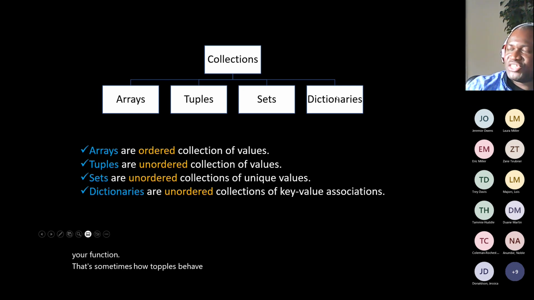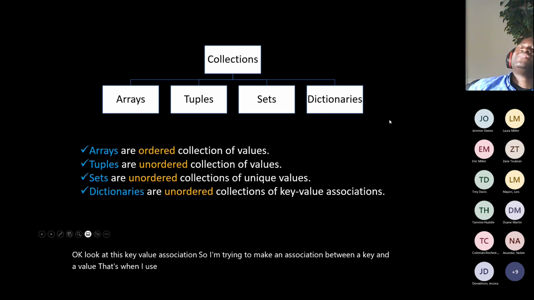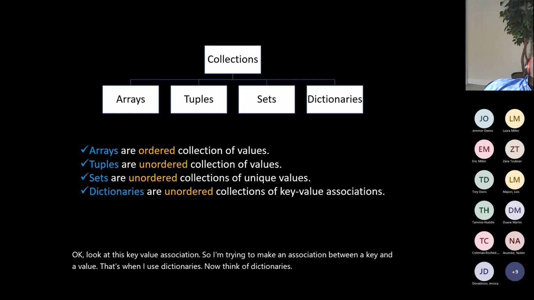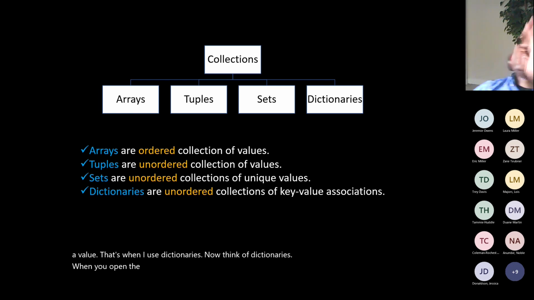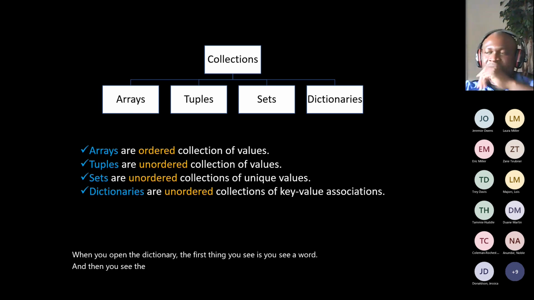And then you have dictionaries. So think of dictionaries as, okay, look at this, key value association. So I'm trying to make an association between a key and a value. That's when I use dictionaries. Now think of dictionaries. When you open the dictionary, the first thing you see is a word and then you see the meaning. That's what a dictionary does.